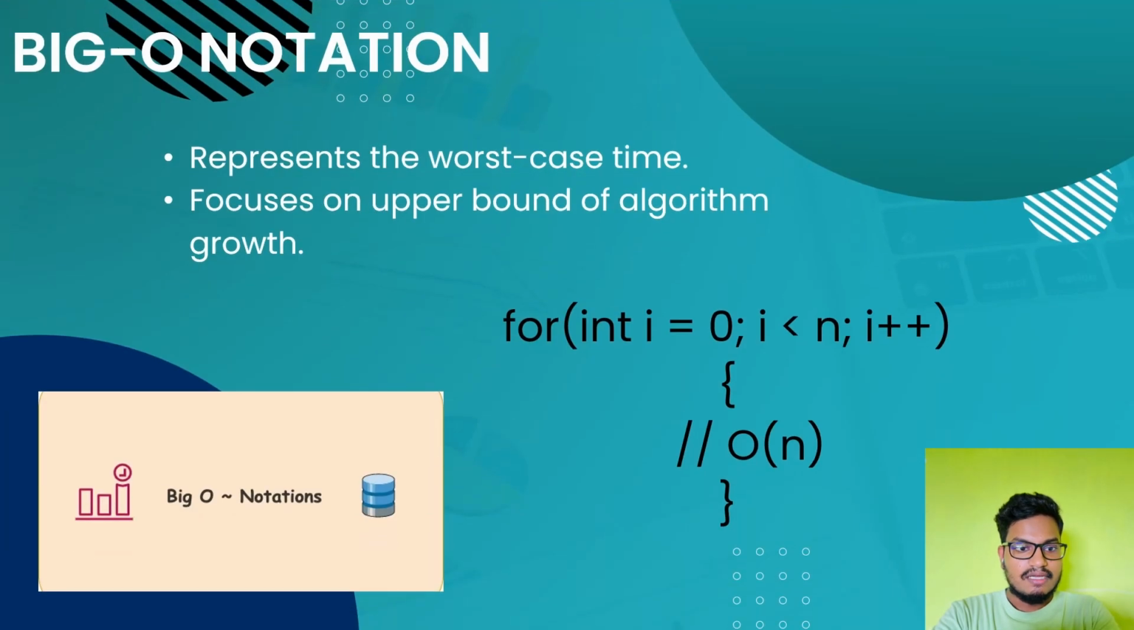Big O notation. Let's move to the most common way we describe time complexity, Big O notation. Big O tells us the upper bound, or the worst case time an algorithm can take. For example, let's say we have this loop: for int i equals 0, i smaller than n, i plus plus. This loop runs n times. So we say the time complexity is O of n. We read it as Big O of n. Why do we care about the worst case? Because it prepares us for the slowest possible performance, the one that could break our application under pressure.